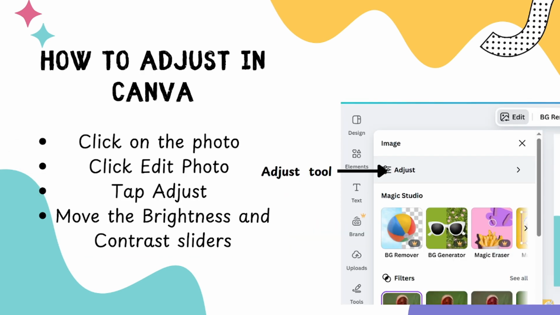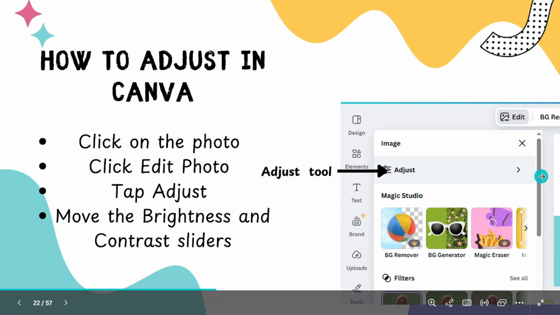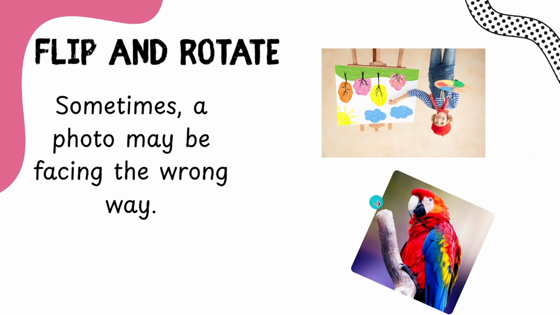Now we are going to look at how to adjust in Canva. That's the next thing. You can do that by clicking on the photo, then you click on edit photo, then tap adjust. Then you move the brightness slider however you want. So the next one we have is flip and rotate. Sometimes a photo might be facing the wrong way.